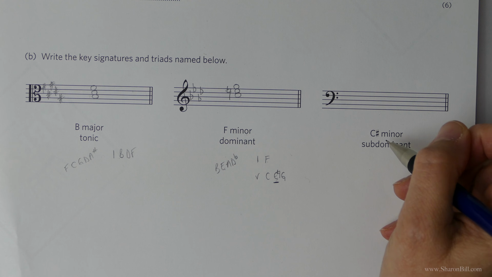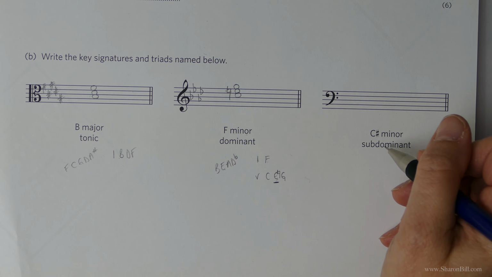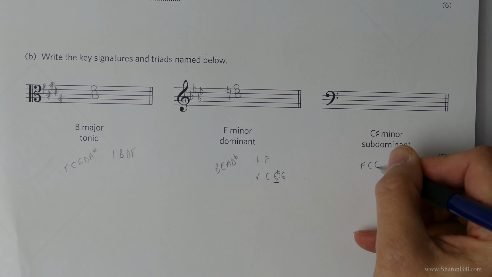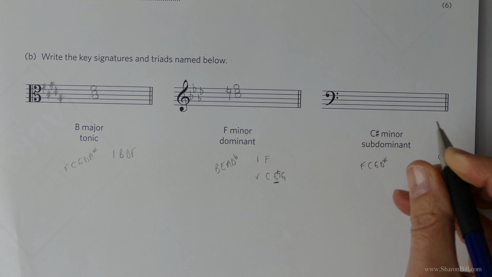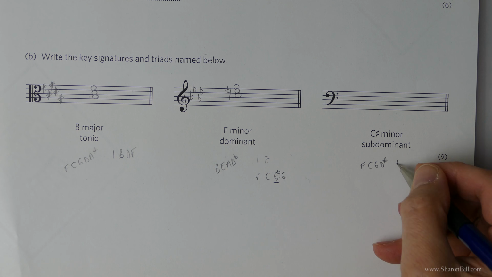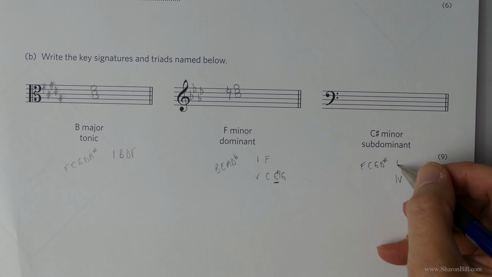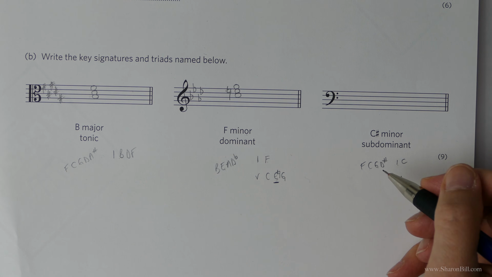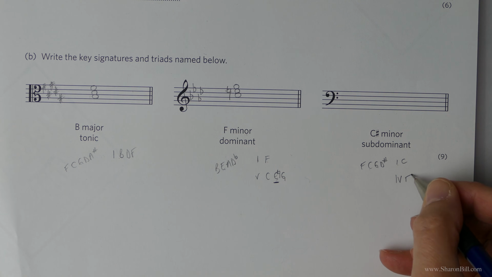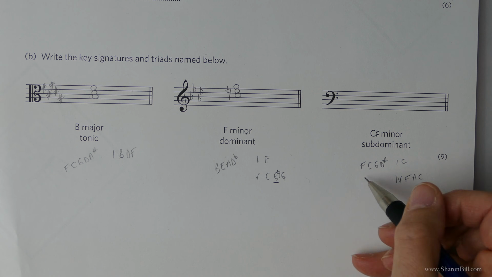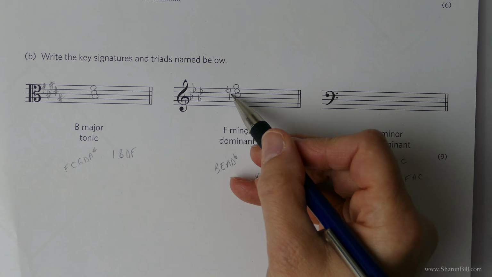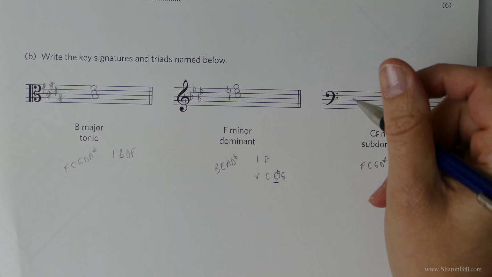Last one. So C sharp minor is related to E major, which has a key signature of F, C, G, D sharps. And then we need to do the subdominant, so we need to do chord 4. So if chord 1 is built on C sharp, chord 4 is C, D, E, F: F, A, C. Of course it will be sharps, but your key signature will take care of that. It's only the raised 7th that you've got to adjust.